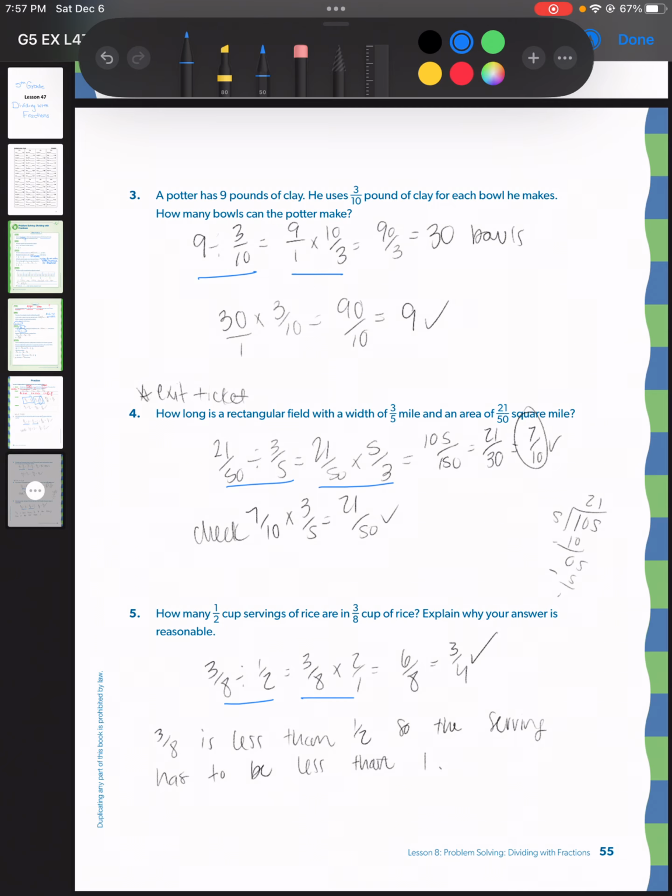It might be helpful for you to annotate all of the important pieces of information, because if students are setting up the wrong division problem, this will help you quickly give them feedback on where they might be making mistakes. So if we look at question 3, 9 pounds of clay is critical. He's using 3 pounds for each bowl. We want to know how many bowls. Just underlining those quick pieces of information is going to be helpful each time.